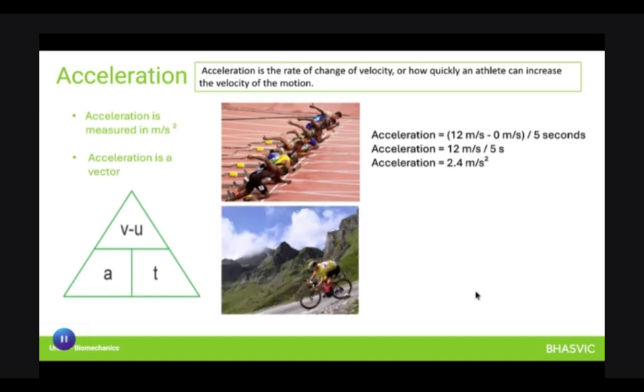In cycling, when a cyclist is accelerating down a hill, they have an initial velocity of 0 meters per second at the top of the hill, and it takes them 6 seconds to travel down the hill. His final velocity was 18 meters per second. We can calculate the bike's acceleration by using this formula. Acceleration equals 18 meters per second take away 0 meters per second divided by 6 seconds, which then makes it acceleration equals 18 meters per second divided by 6 seconds, which gives a final acceleration of 3 meters per second. This shows that the bike accelerates at a rate of 3 meters per second squared. The positive acceleration shows that the bike is speeding up.